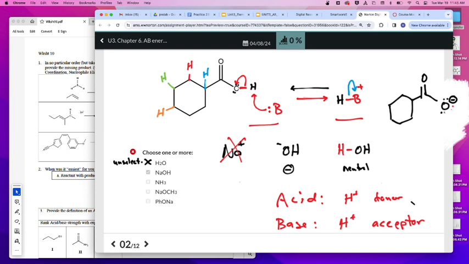Which way does our reaction favor? Right side, product. Why? Because it's more stable because it has no charge. The product is more stable because now the charge is neutralized, it's H2O, and the reactant side is just a charge, making it less stable. But what about the other product?